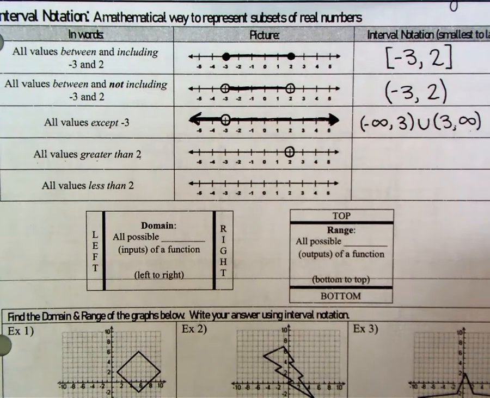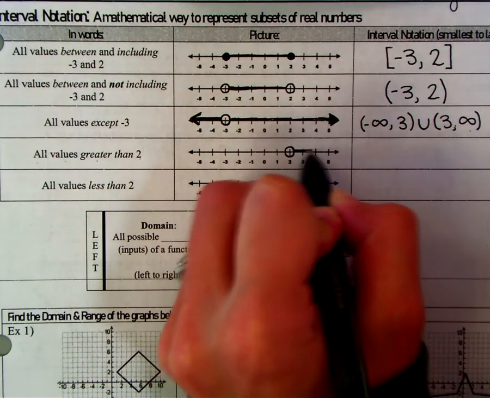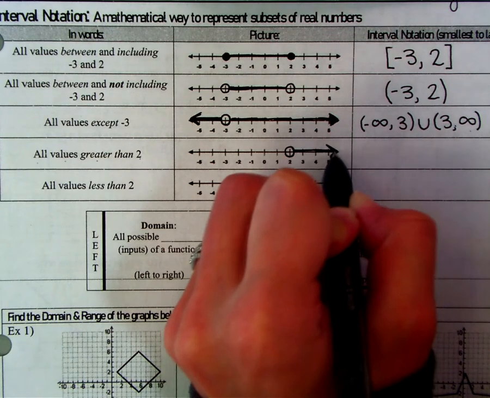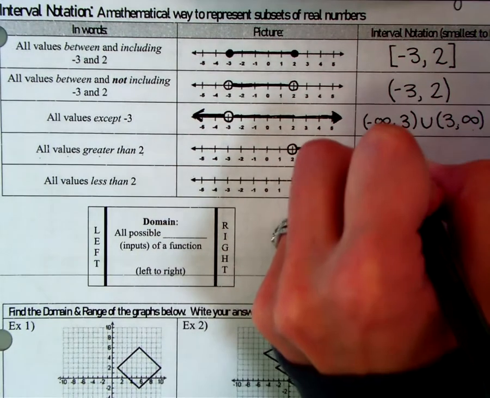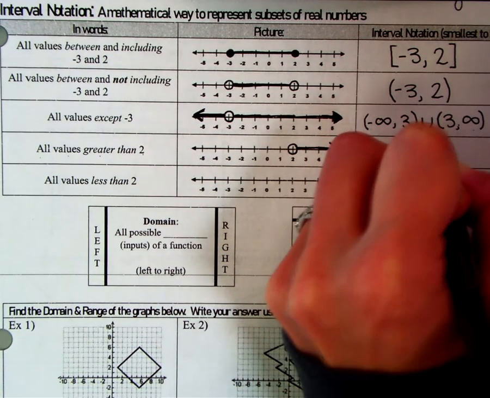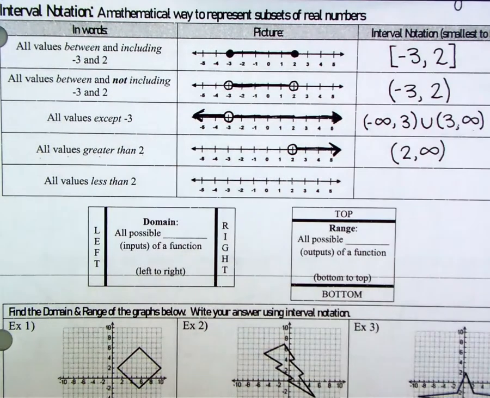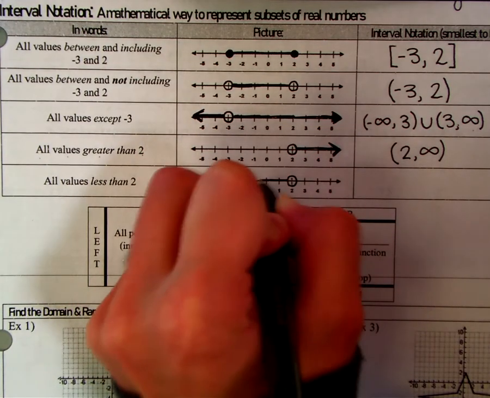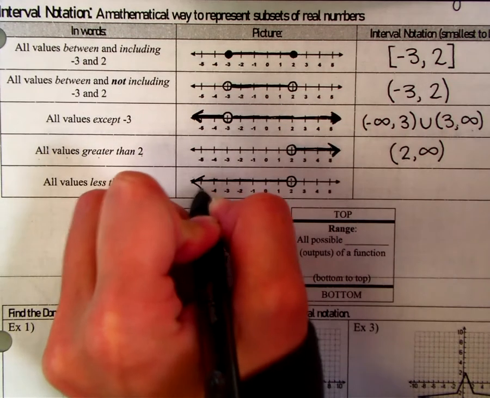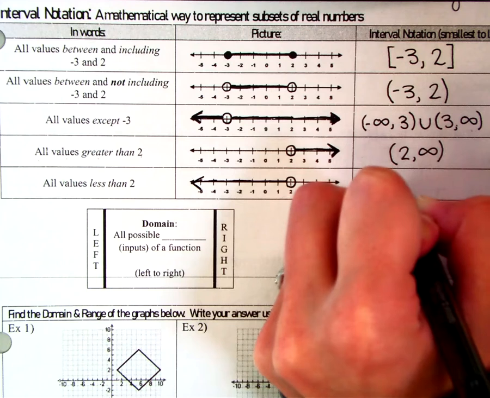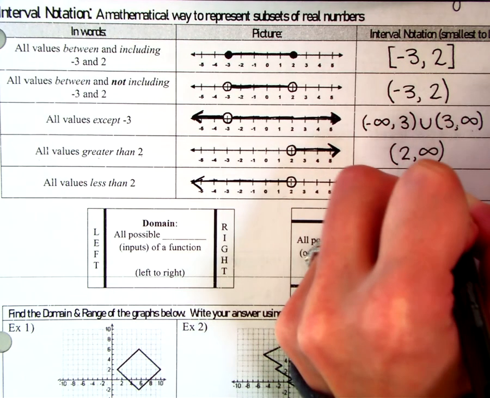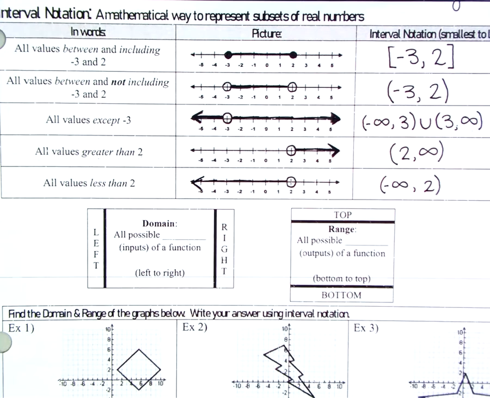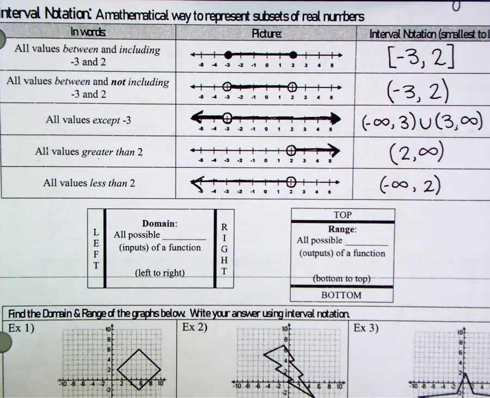If it's greater, we're going to shade to the right on the number line, and we're going to say from 2 to positive infinity. And then all values less than 2 would be to the left, including all those negative values. So we would say from -infinity up until 2. And so that's a real basic definition for your interval notation. Hopefully that makes some sense.